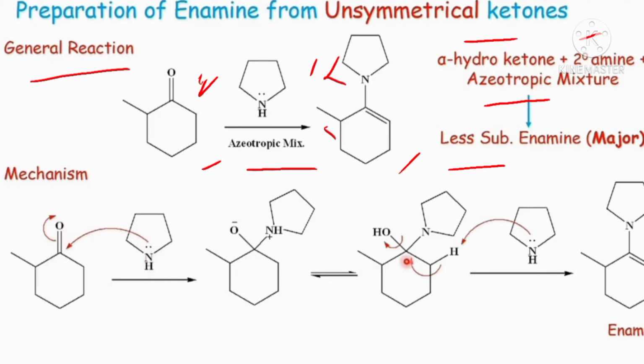Next, the mechanism of formation of enamine. Here the same unsymmetrical ketone reacts with pyrrolidine. Here formation of oxygen carrying a negative charge and nitrogen plus. Then this negative charge abstracts this proton and stabilizes the positive charge on nitrogen. Then by using the next molecule of pyrrolidine, here loss of a water molecule and the formation of enamine. Okay, the less substituted enamine, and this is the major product.